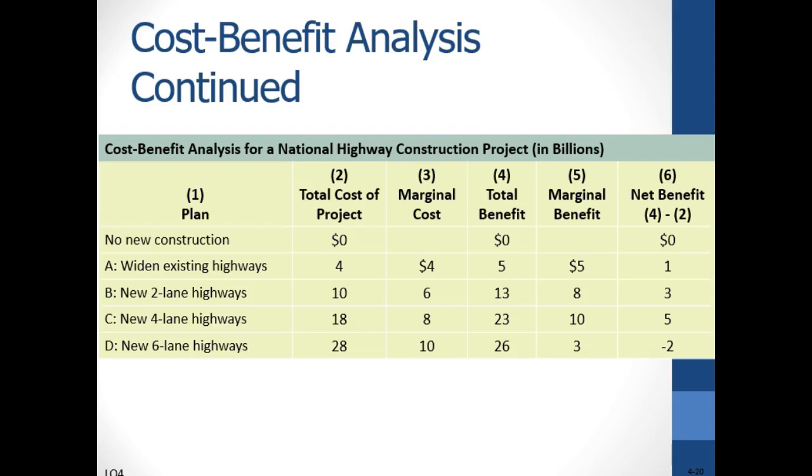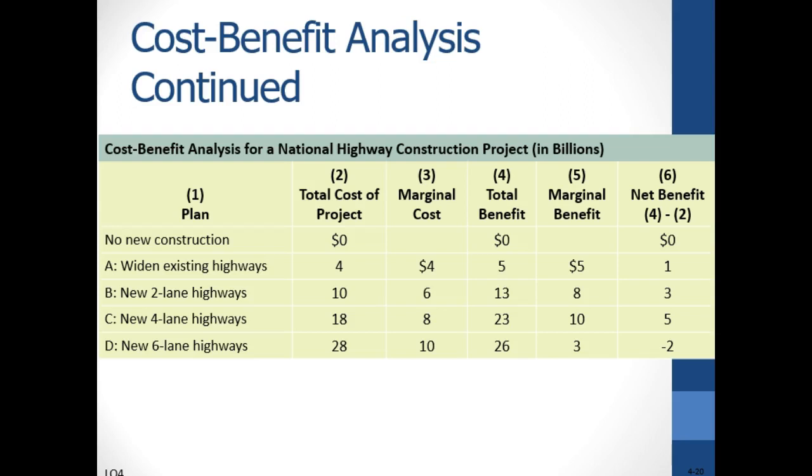We see this directly in column 6, where total costs, which are at column 2, are subtracted from the annual benefits, column 4. Net benefits are positive for plans A, B, and C. Plan D is not economically justifiable because net benefits are negative, but the question of optimal size or scope for this project remains. By comparing the marginal cost, the change in total cost, and the marginal benefit, the change in total benefit, we can determine that answer.